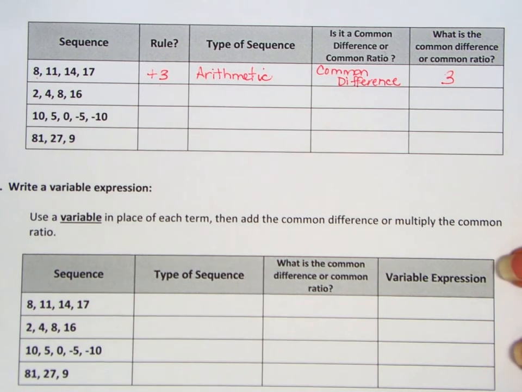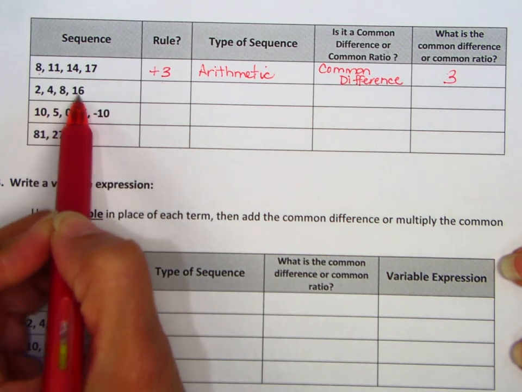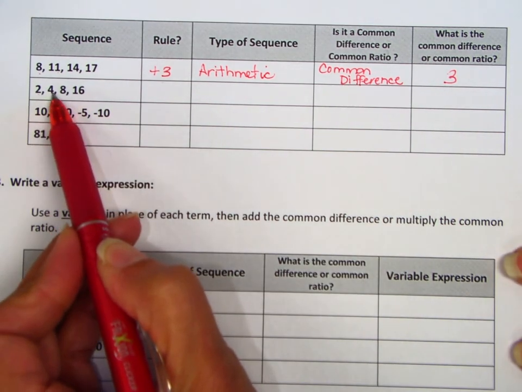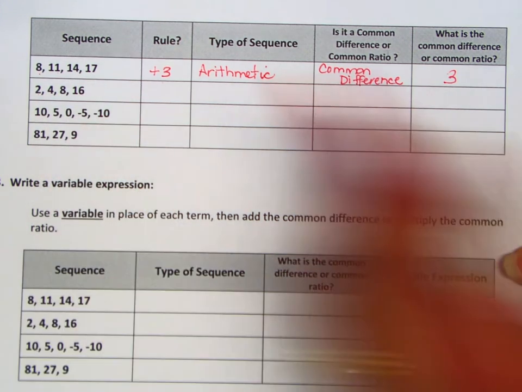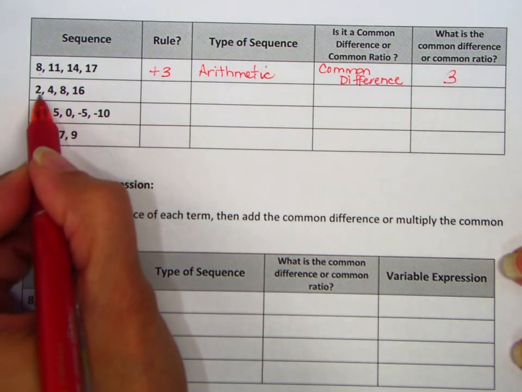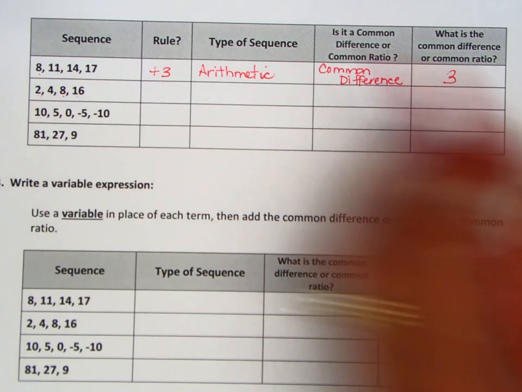Let's look at the next number in the sequence. 2, 4, 8, and 16. Well, I could add 2 and get 4, but if I add 2 again, it would be 6. So I know it's not an adding sequence. So I could figure out that it is multiplying by 2. 2 times 2 is 4. 4 times 2 is 8. 8 times 2 is 16.